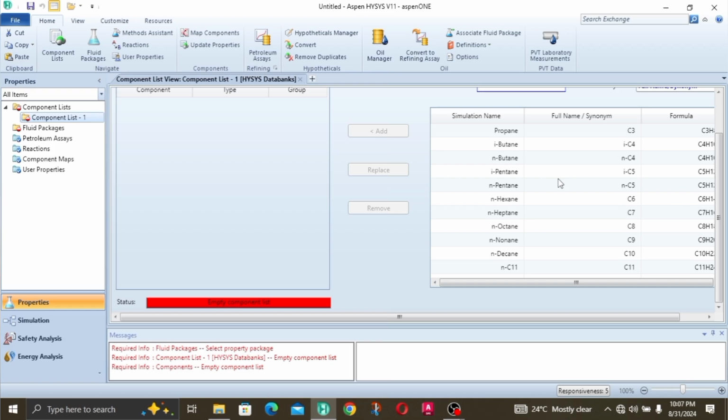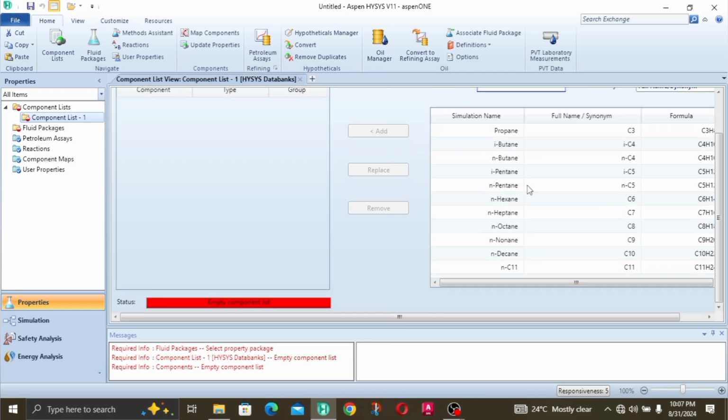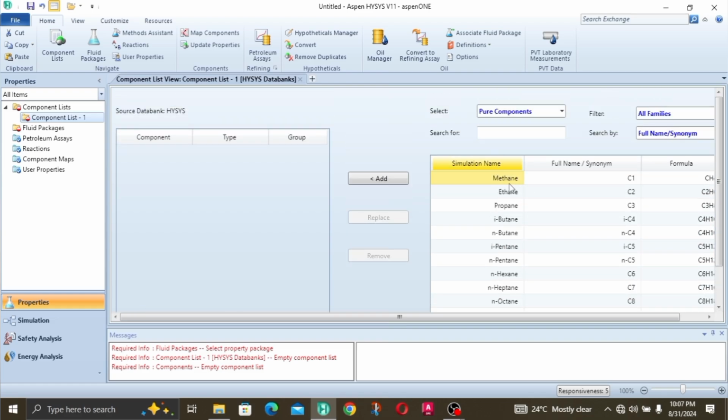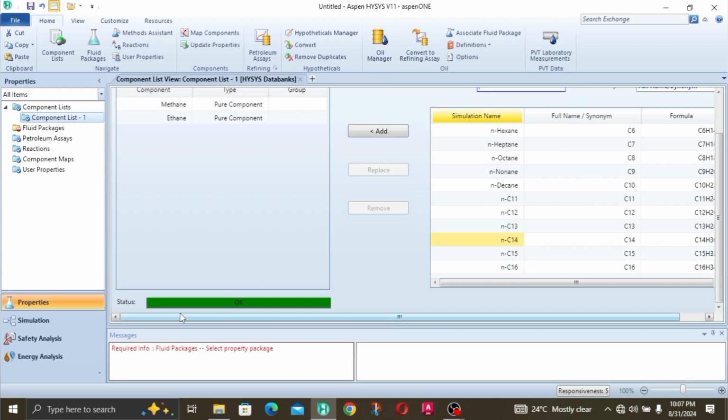HYSYS. Over here, you have a list of different chemical compounds, properties. For this video, we'll be sticking with methane. Let's add ethane too. So methane and ethane. With that, we have successfully selected our component list, our products, and you can see down here that we do have a blue tick here signifying that yes, it has been successfully added, and the status can tell us that it's okay to go. It's green.